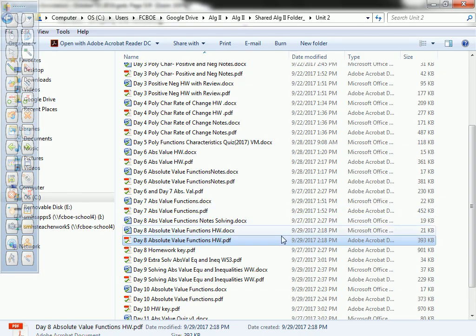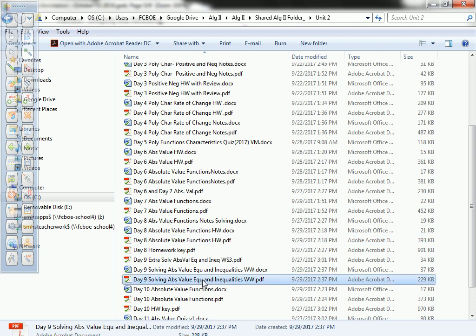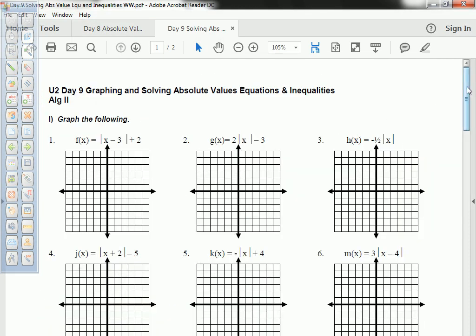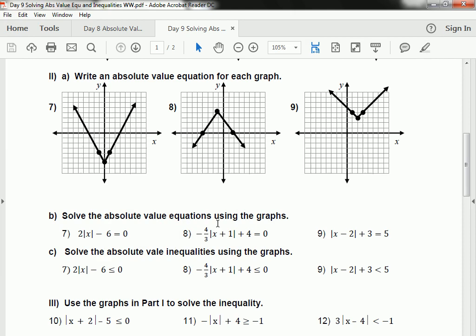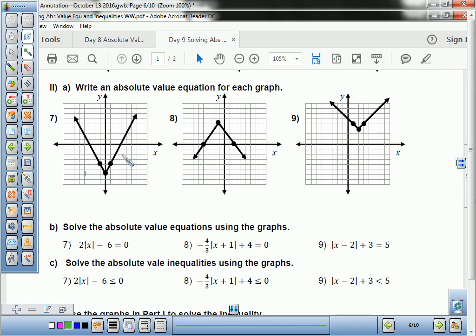Let me open up today's. And we're gonna scoot down to number 7. Because number 7 is kind of backwards of what we've been doing. Instead of giving you an equation and asking you to graph it, I gave you a graph and asked you to give me the equation. Okay? So what we're thinking about is, remember, your slope goes out in front here. It's going to be positive if it opens up. It's going to be negative if it opens down. And then x minus the x value at the vertex plus the y value at the vertex.